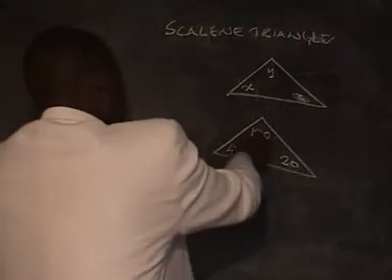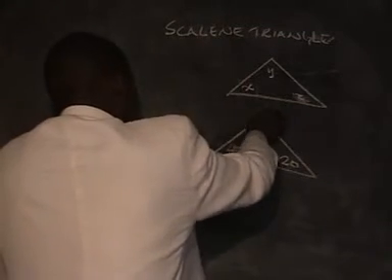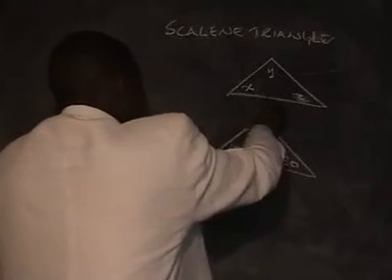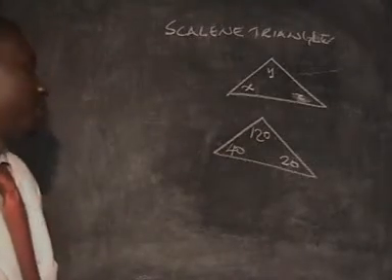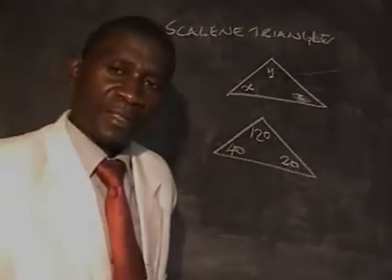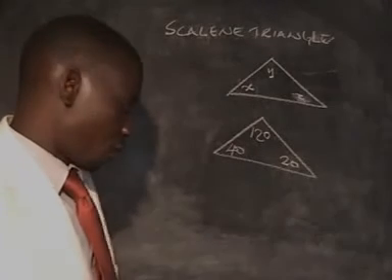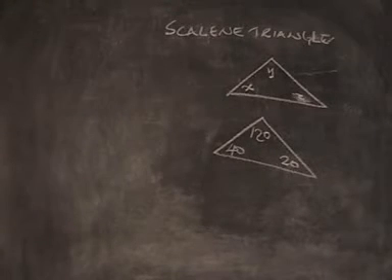Even when it comes to edges, these are totally different in length. You find that this can be 5 centimeters, the other one is 6 centimeters, and the other one is 10 centimeters. They are all different. I'm sure that is understood for a scalene triangle.